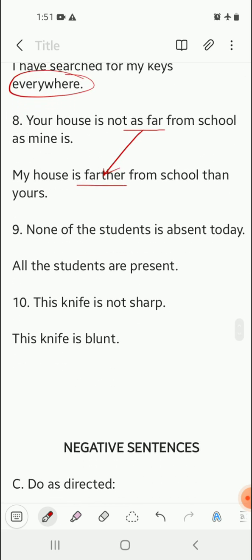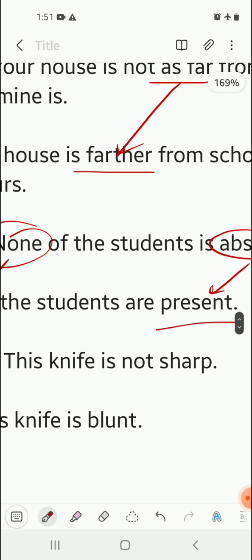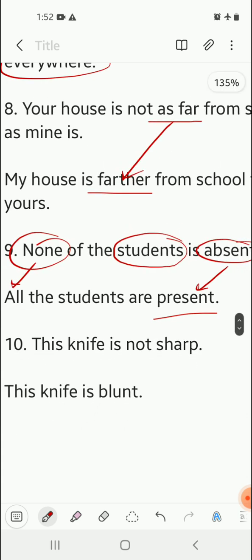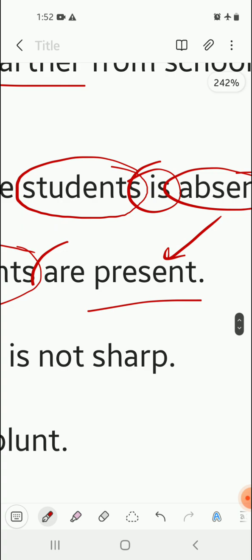Next, number nine. None of the students is absent. So which means none are absent, which means all are present. So all the students are present. So we're going to use opposite of absent, that is present. Here "none of the students", that is "s" is used over here. And here also we are using "s", but here there is an "is" and this becomes "are".